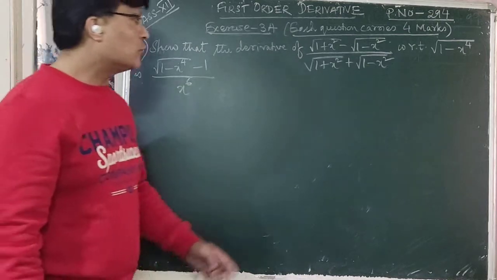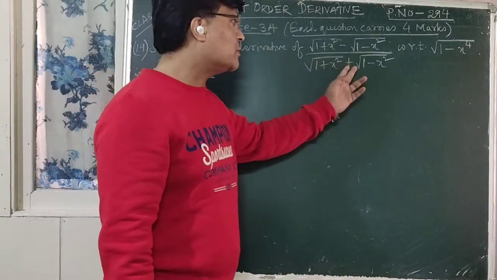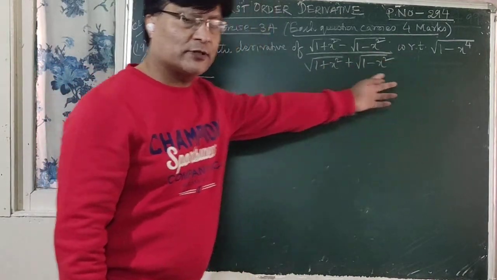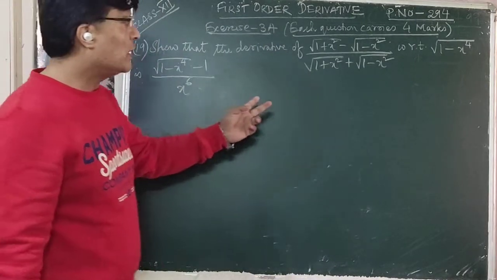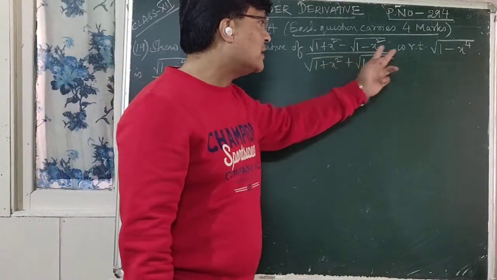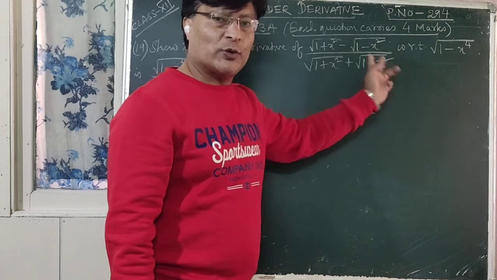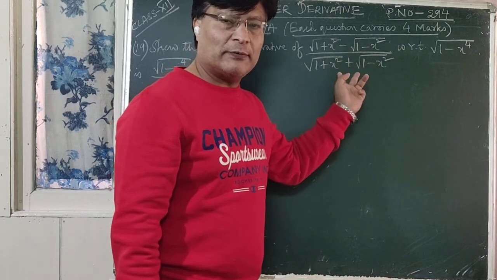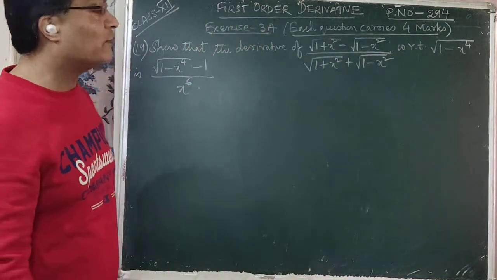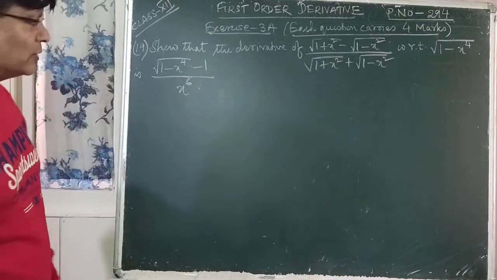Okay. So you have to find out the derivative of this first function with respect to the second function, which is this one. So let us assume the first function as y and the second function as z, so that you can find out the derivative of y with respect to z. That means you have to find out dy by dz. Okay.